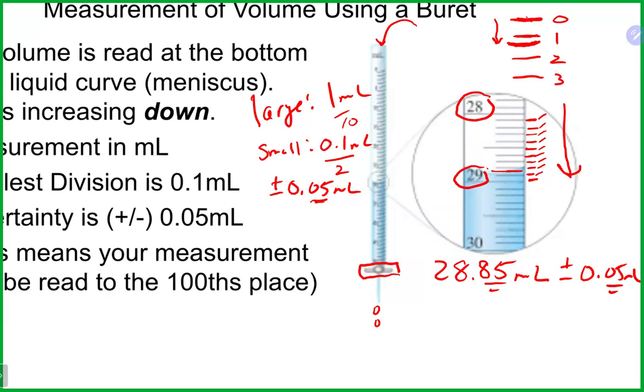By the way, how many significant figures would that measurement have? It would have 4, yeah. Again, the estimated digit there is the 5. Any questions on that there?